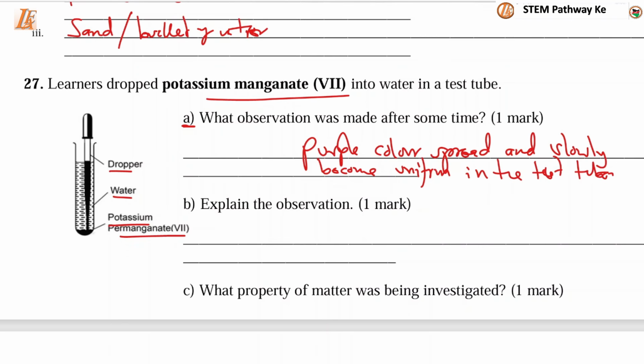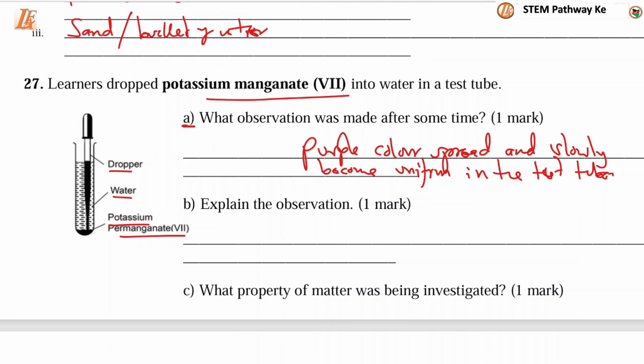When you drop potassium permanganate, which is a crystal solid state, inside water, the color will become purple, and then after some time you will see the purple color throughout the test tube. So that's what you will see. That's what we call observation. Observation is what you can see, what you can hear, what you can smell. B, explain this observation. For you to explain this observation, you have to tell us what happens.